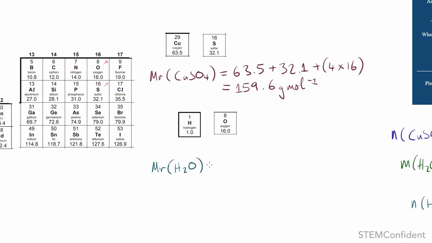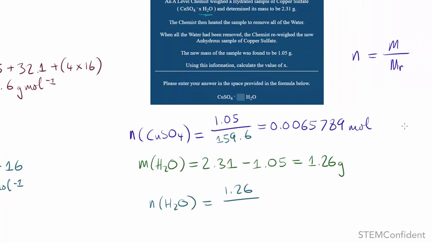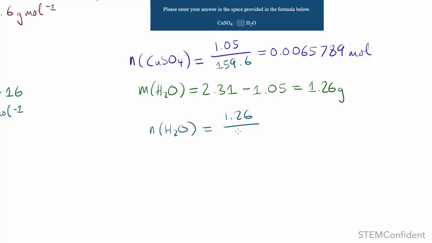So for the relative molecular mass of water, for hydrogen it's going to be 1 times 2, plus the relative atomic mass of oxygen, which is 16. That comes to 18, and the units are grams per mole. So in this case, it's 1.26 divided by 18.